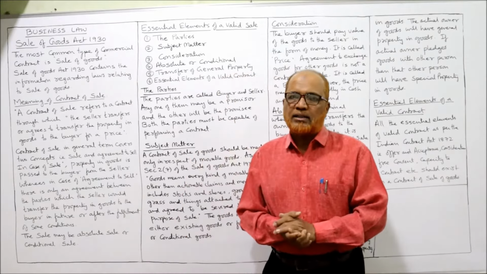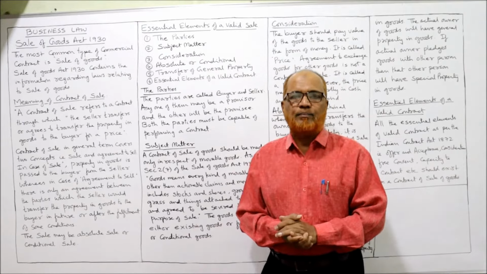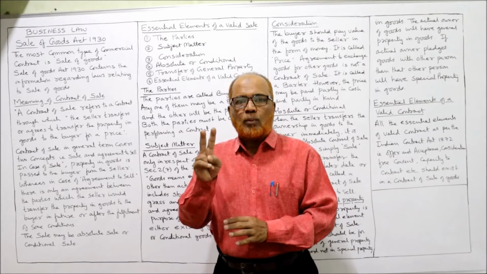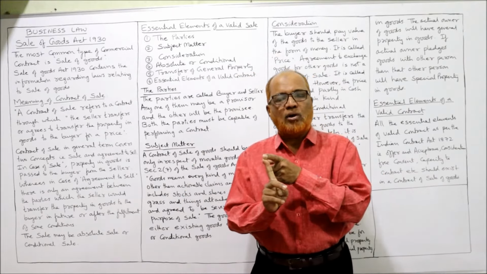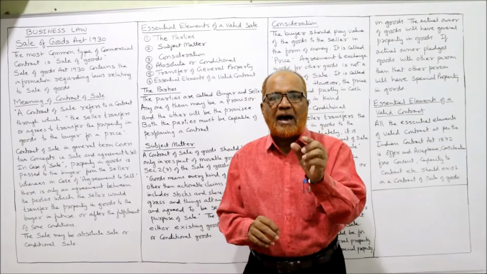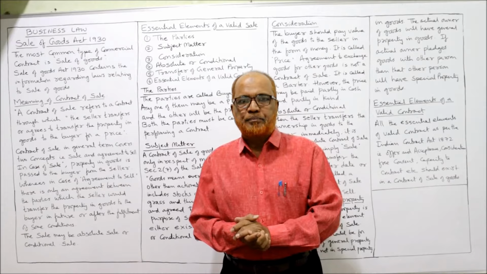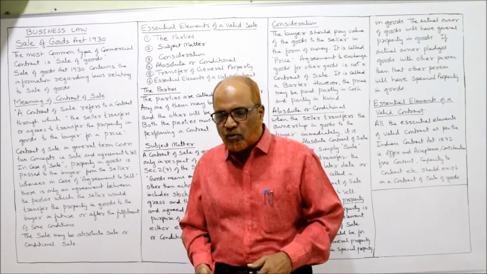So now I am going to start the next, that is Sale of Goods Act 1930. In this video, only two topics I am going to discuss: what do you mean by sale according to Sale of Goods Act, and what are the essential elements of a valid contract of sale. What are the essential elements of a valid sale? So these are the two topics I am going to discuss.